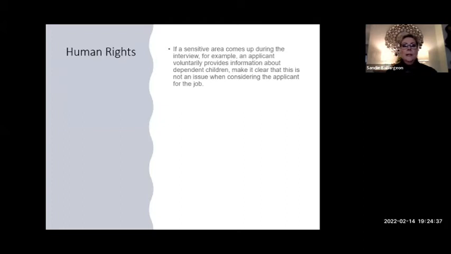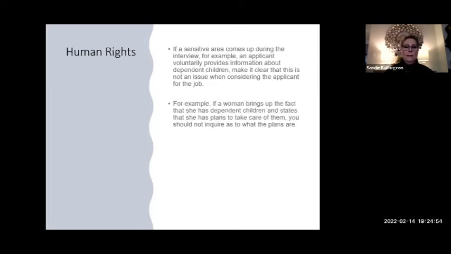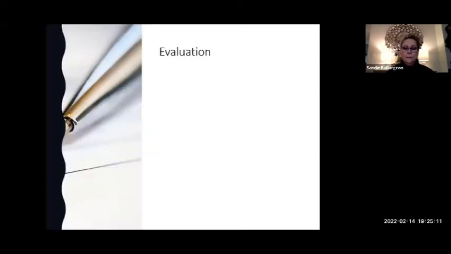If a sensitive area comes up during the interview, for example, if an applicant voluntarily provides information about dependent children, make it clear that this is not an issue when considering the applicant for the job. You certainly want to know that information if you can get it, but you can't ask for it. If the applicant wants to volunteer it, that's great, but you don't ask for it. So for example, if a woman brings up the fact that she has dependent children and states that she has plans to take care of them, then you do not ask what those plans are, because that's her information.